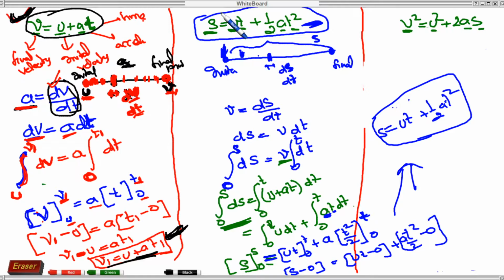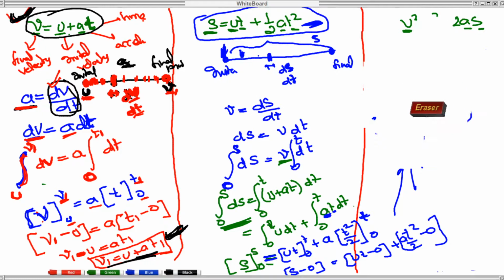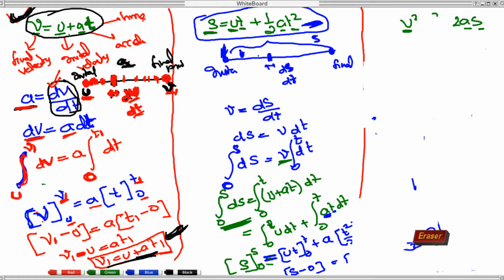Now there is a third equation also. Now we'll see how to derive this third equation: v square is equal to u square plus 2as.